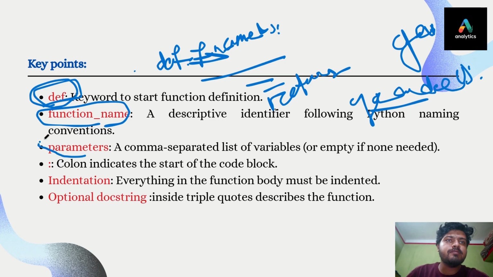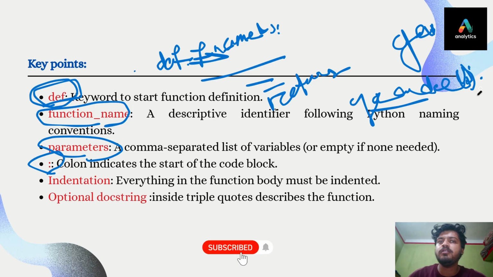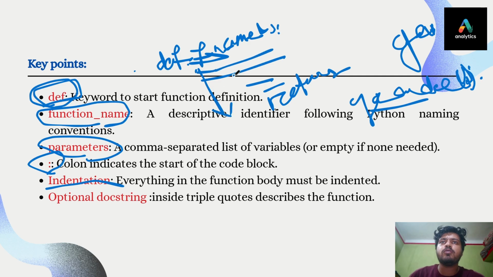Done. There are parameters. This is the parameter, as an argument type. Done. You can take two or more parameters. Okay, then there is a colon to define a function. Done. And to start the function block, indentation is required. Indentation is this. Okay, you have to write your code after the colon.